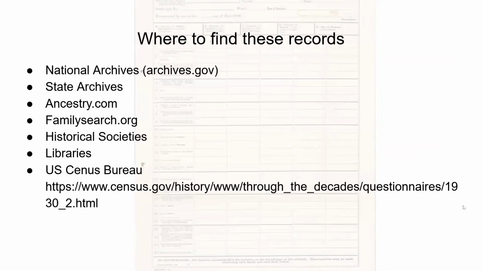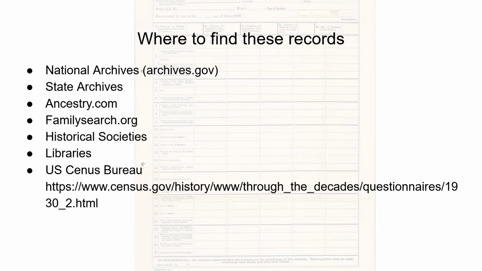So where can you find these glorious records? You can check the National Archives. That's a good place to start. Your state archives, Ancestry and FamilySearch. It's not the main census record, but when you do your filtering on the left side, you can usually find some of these other ones. Historical societies are a great place to go to. Your libraries are great.